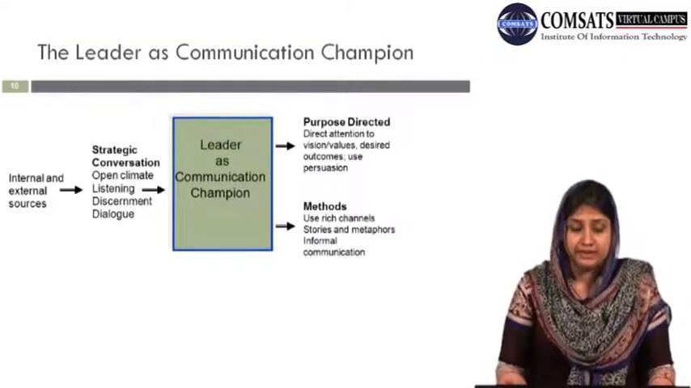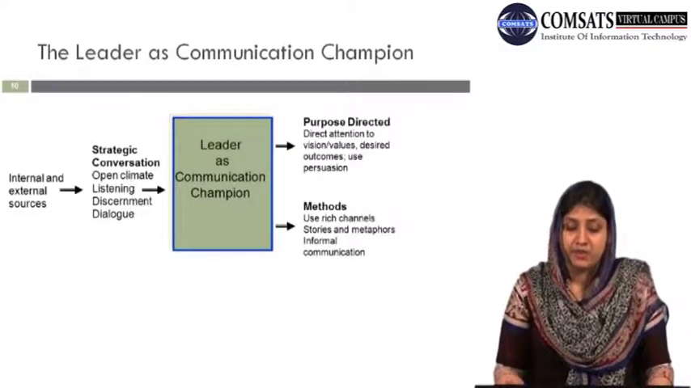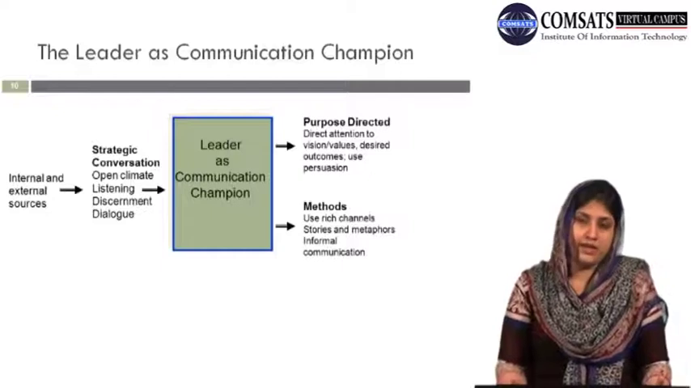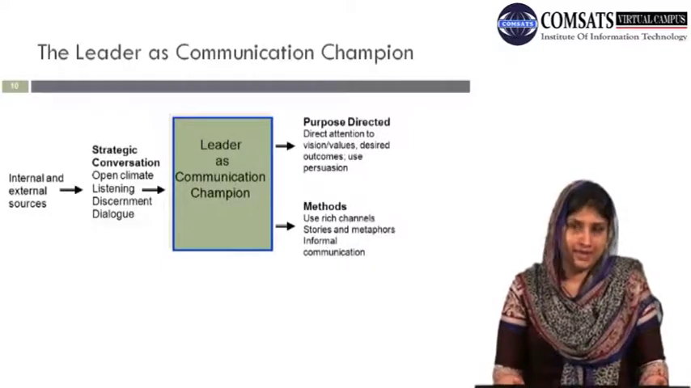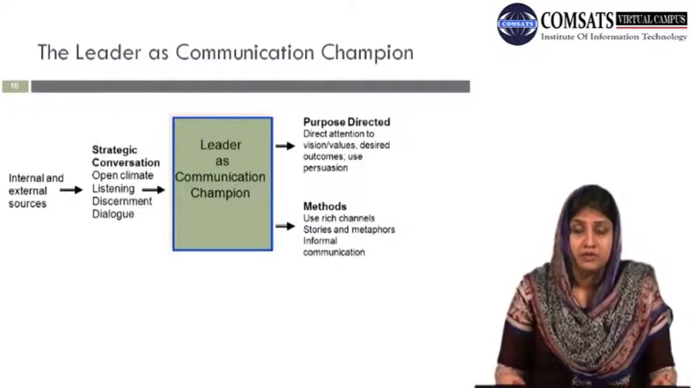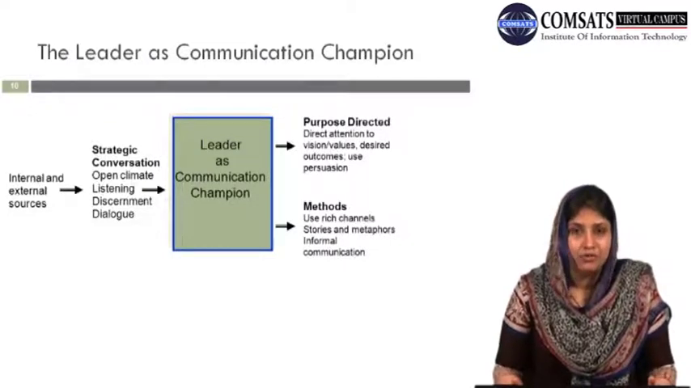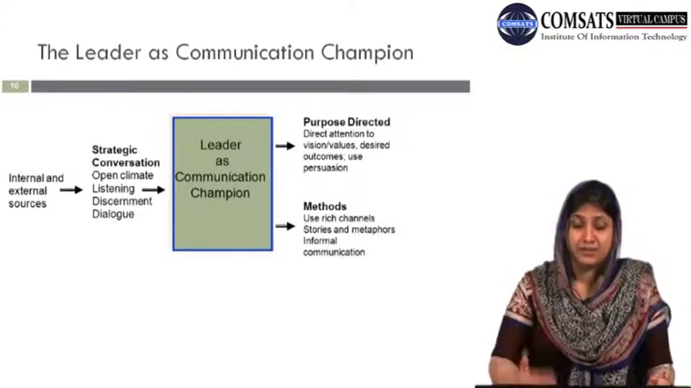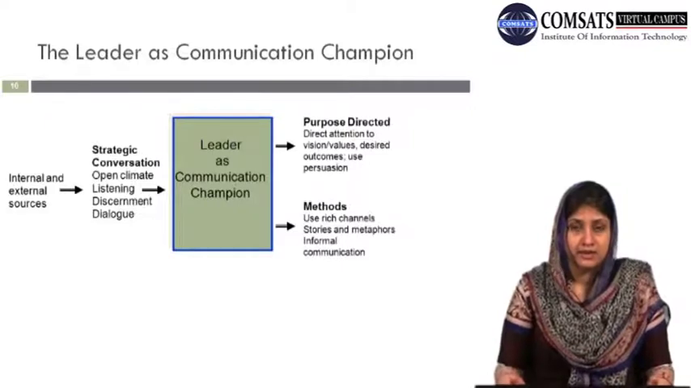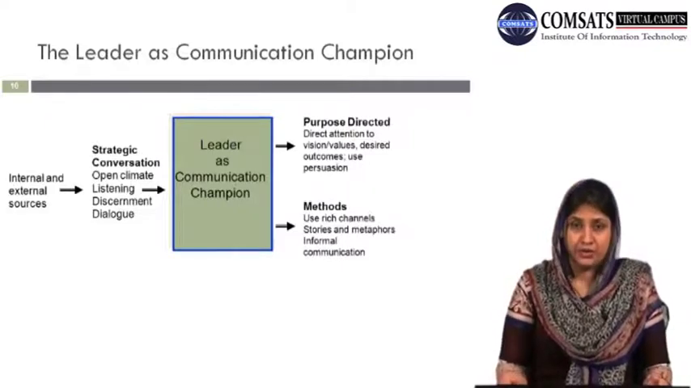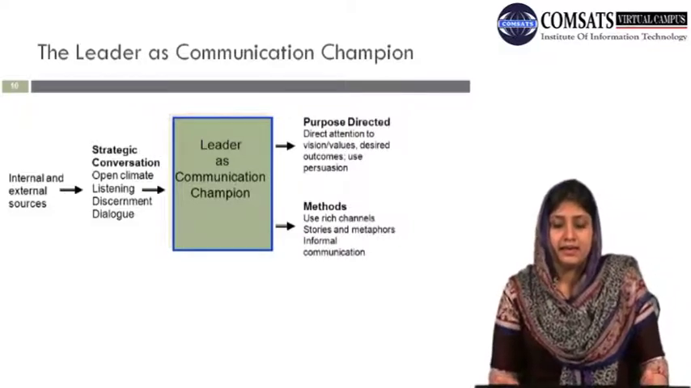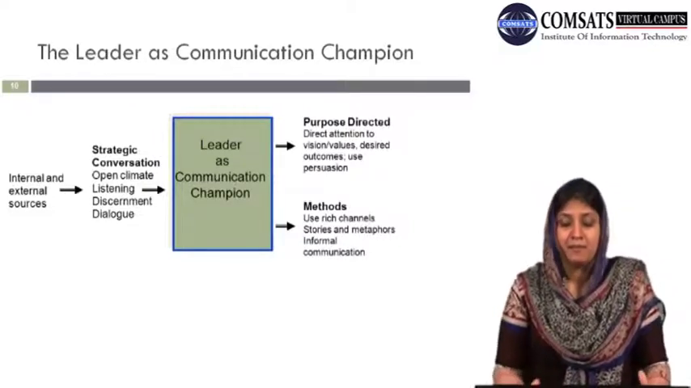Open climate, listening, discernment, and dialogue. So any problem that comes up, for that either you have understanding and you have a backup plan, or if it's altogether a new situation, how to deal with that at the spur of the moment is the strategy that an informed leader will adopt. Then purpose directed and methods.